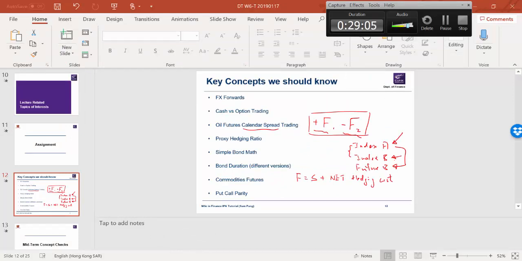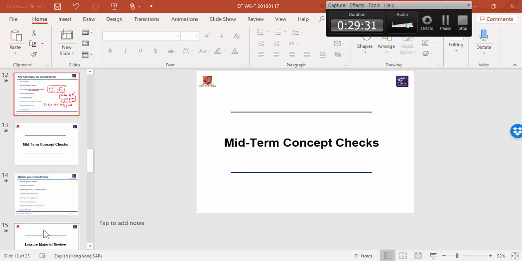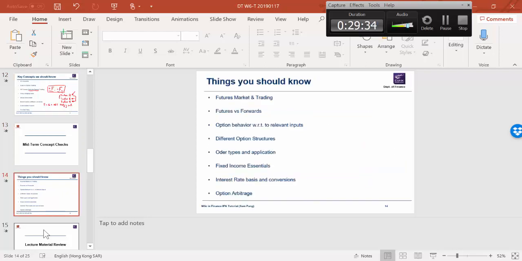Okay, now let me, so here's a summary of the things that you have learned from the assignment, okay? And I have kind of a concept check here. Actually, they're very similar, okay? I just listed a random number of concepts that you should know on top of these, okay? And futures market and trading convention, the difference between futures and forwards, option behavior. WRT means with respect to, with regard to.